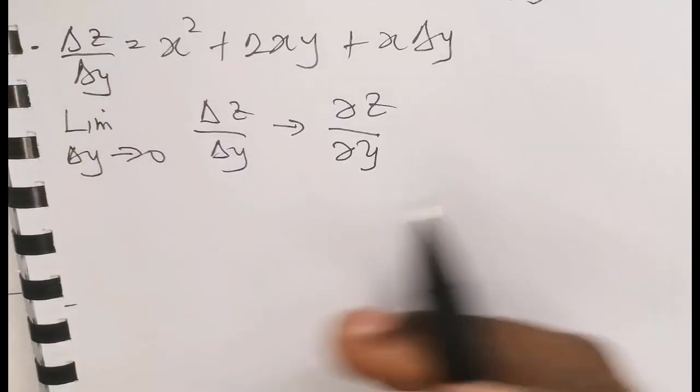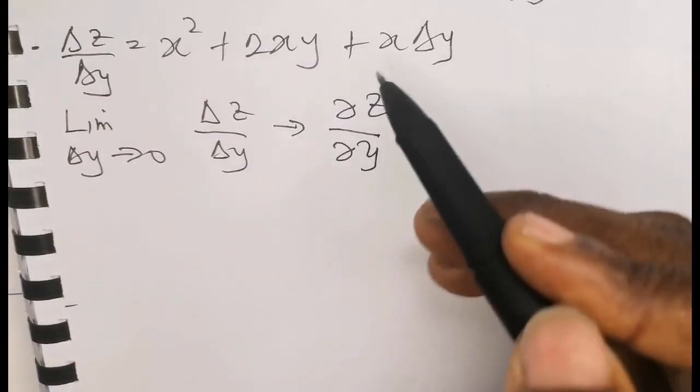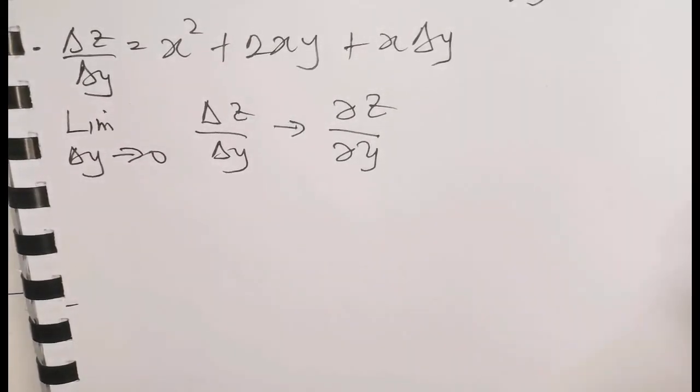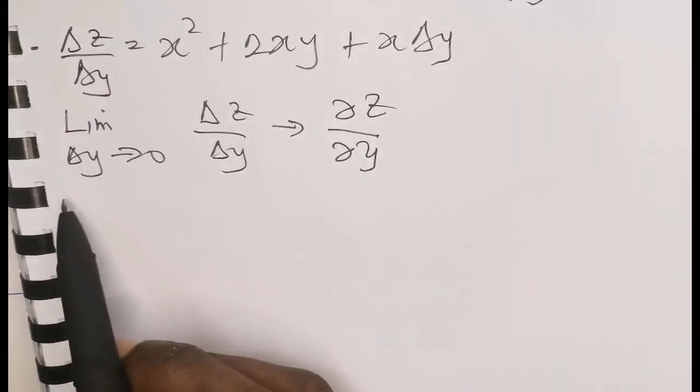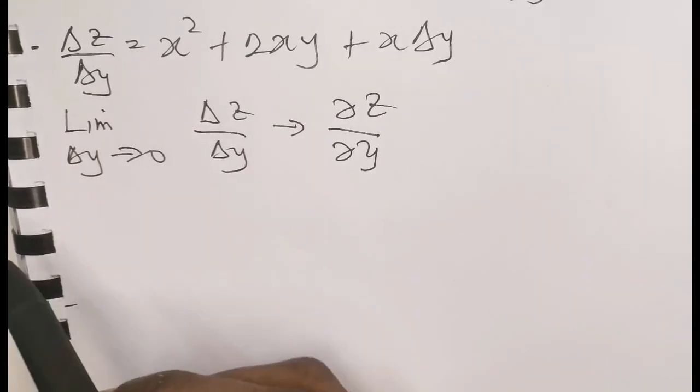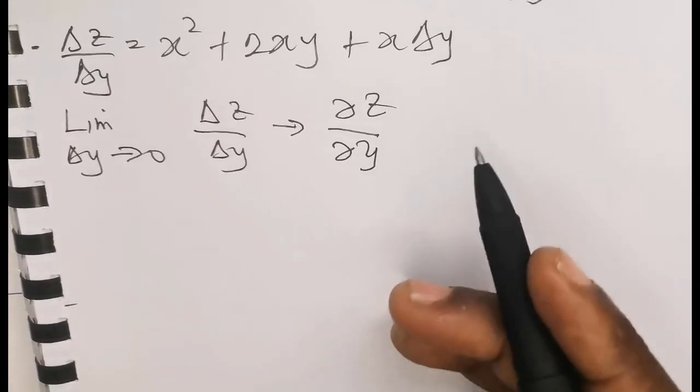Whenever you encounter such a situation that after differentiating, you're still having a change left on the other side of the equation, you simply take the limit of that variable. Which means wherever you see change in y, put in the value as what? 0. And if that happens, then this automatically becomes a partial derivative.